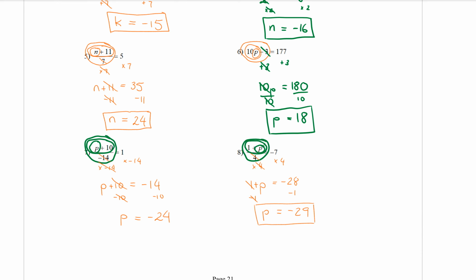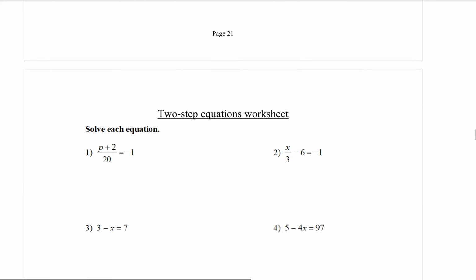Okay, and that's it for the examples. Then there's just a bunch more for you to do starting on page 22.